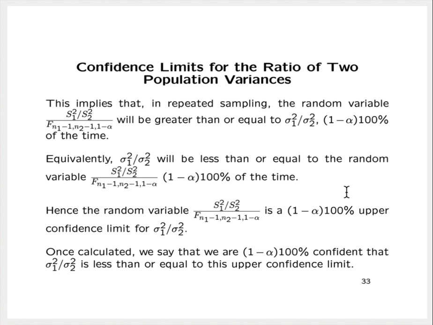And so because of all that, the random variable given by the ratio of the sample variances over the 1 minus alpha upper percentage point of this F distribution is a 1 minus alpha times 100% upper confidence limit for the ratio of the population variances. Once we have our two samples and we've calculated this upper confidence limit, then we say that we are 1 minus alpha times 100% confident that sigma 1 squared over sigma 2 squared is less than or equal to this upper confidence limit.